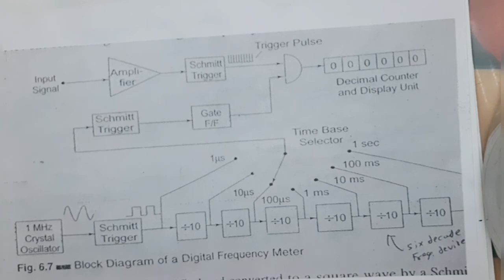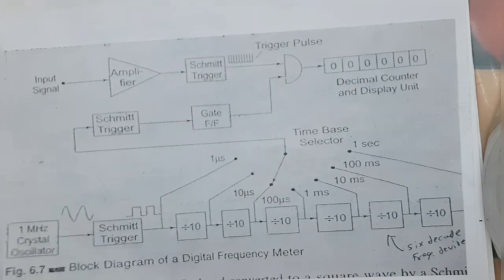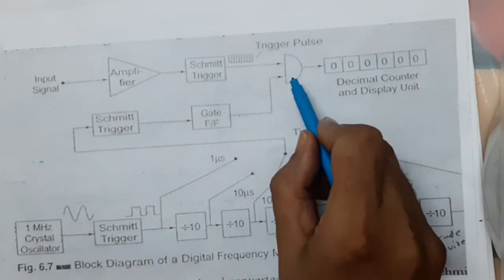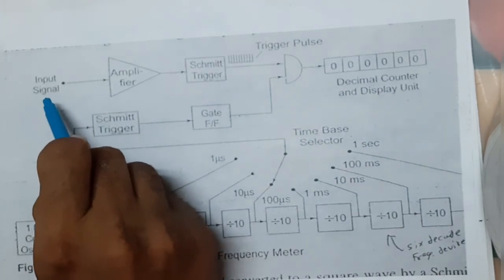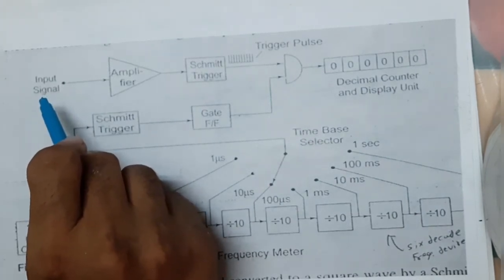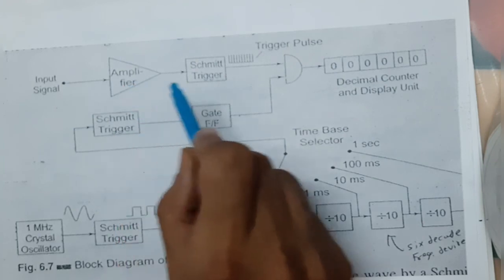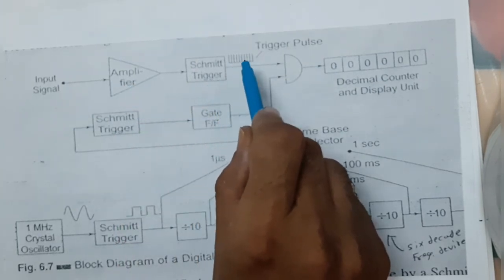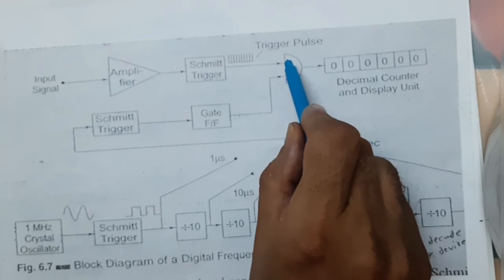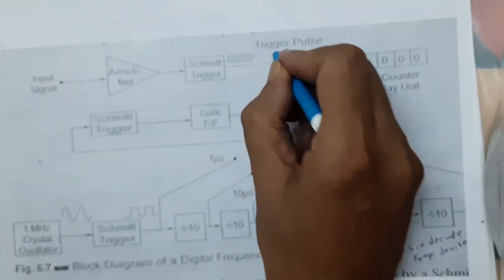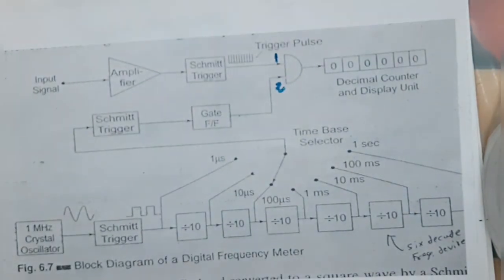The time-base selector output is obtained from an oscillator, and it is similarly converted into positive pulses. The first pulse activates the gate control flip-flop. Where is the gate control flip-flop? It is given here. This is our AND gate, the main gate. This is our input signal whose frequency we want to find, given to the amplifier, amplified here. With the help of the Schmitt trigger, it is converted into a square wave and given to one terminal. We can consider this is our one terminal, this is our second terminal.